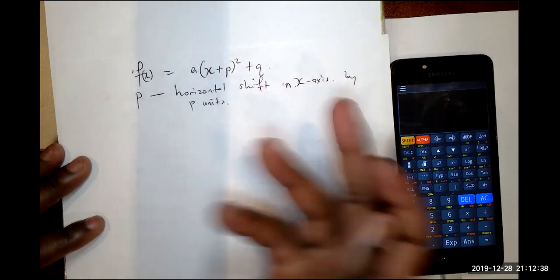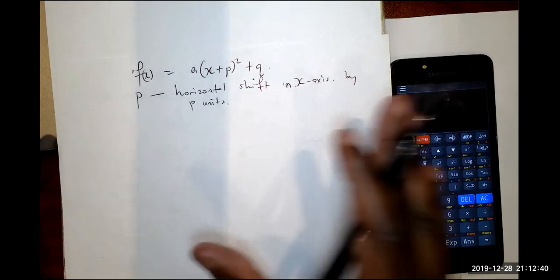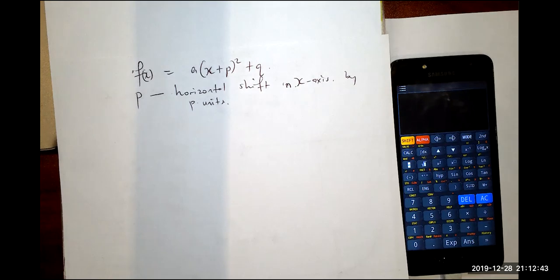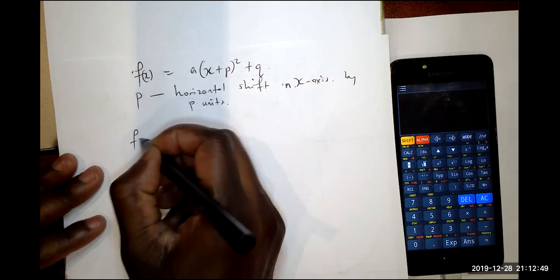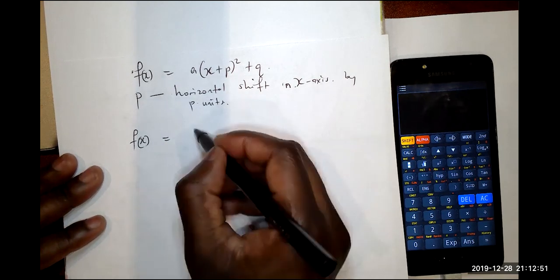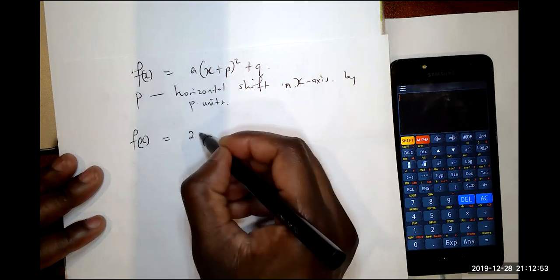Now let's have an example here. We just want to keep up with whatever we're having there at first. So let's just say f of x is equal to, let's say, 2p.